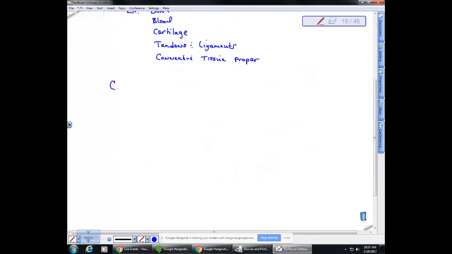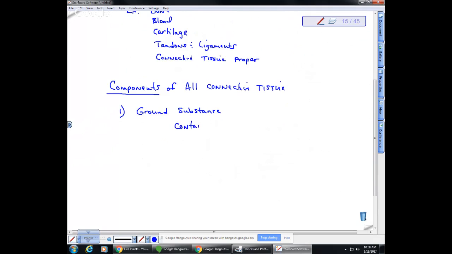Okay, so let's look at the components of all connective tissue. When we look at the matrix, we have what is called the ground substance. And the ground substance contains proteins called proteoglycans.